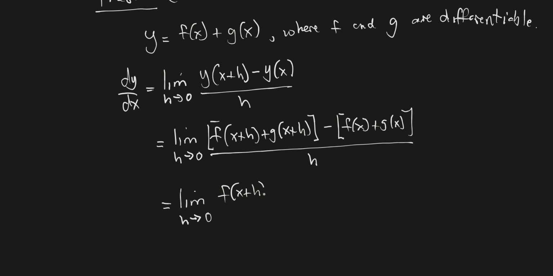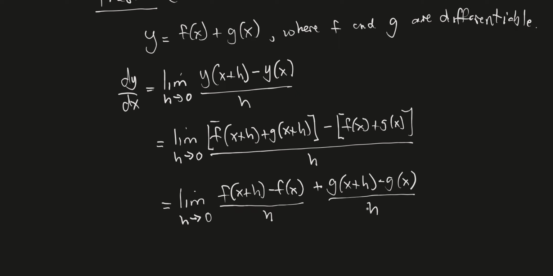So collect all the f's together like this, and then collect all the g's together, right? Now this is a plus, so I'm going to write it as plus g of x plus h, and then when I distribute this negative to this g, I'll get a minus g of x, right? And this is all over h. However, instead of thinking of it as one big fraction, I can write this as this term over h plus this term over h, and then take the limit of that sum, right?